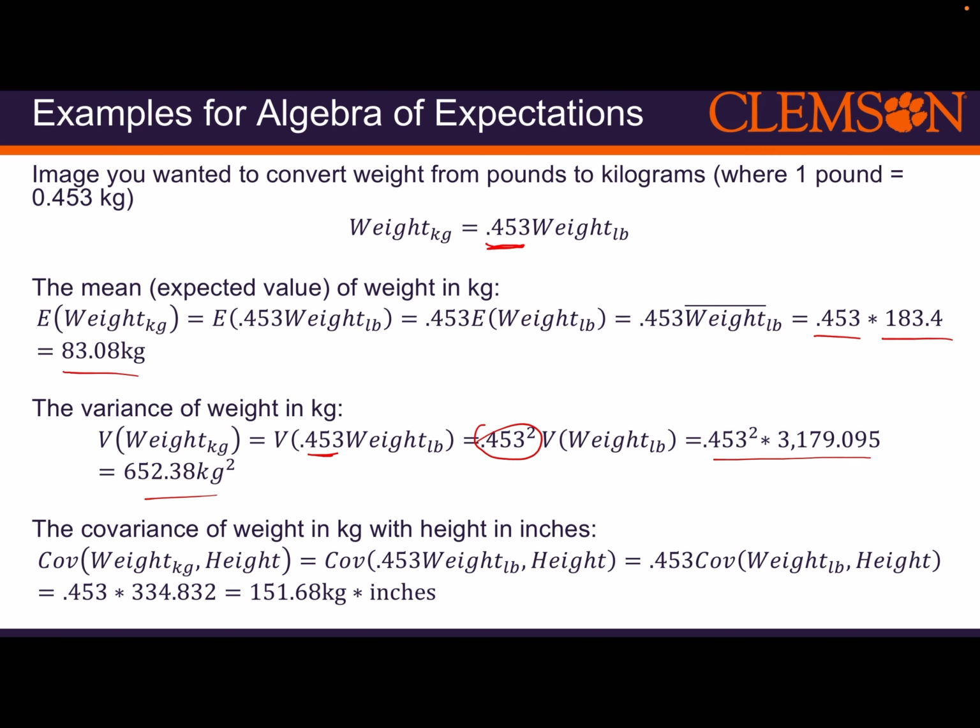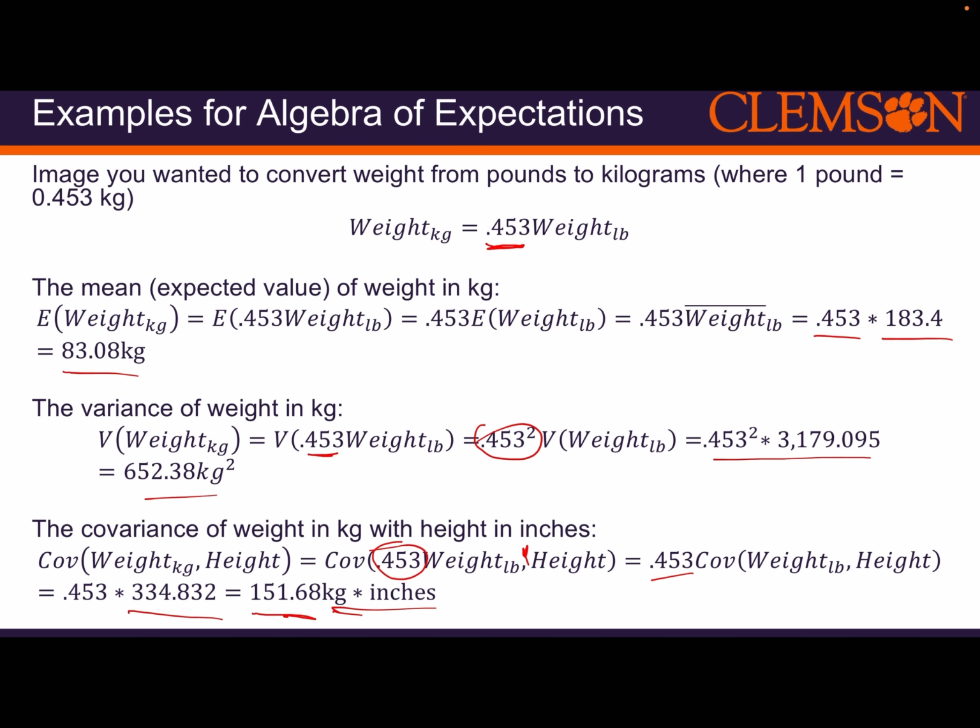If we want to now covary, what happens with just one? We're only multiplying 0.453 times weight, but we're leaving height the same. What we end up doing is pulling out the one constant. We could actually think of this as the number 1 times height in inches, right? And that's the case, we get a new value where 0.453 times the old covariance gives us a covariance of 151.68 kilogram inches.